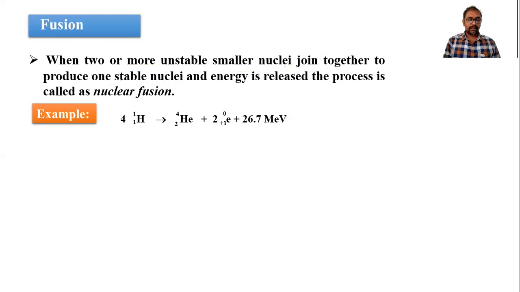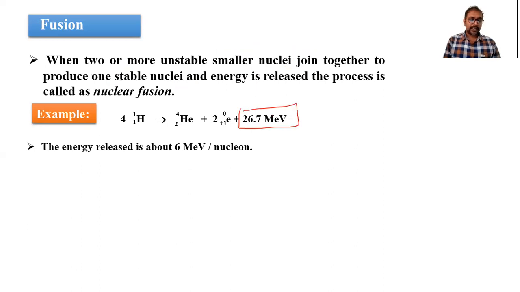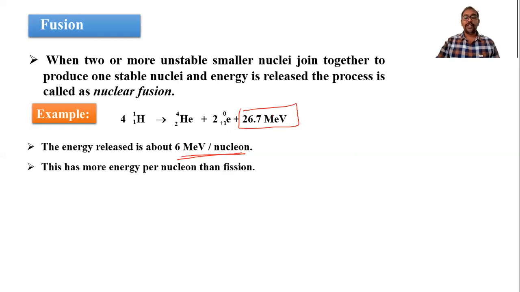Both are smaller nuclei. The energy released is 26.7 mega electron volt in total. Per nucleon, if you divide 26 by 4, it comes to approximately 6 mega electron volt per nucleon. This has more energy per nucleon than fission. In fission it is 0.9; compared to 0.9, this 6 mega electron volt per nucleon is very large.